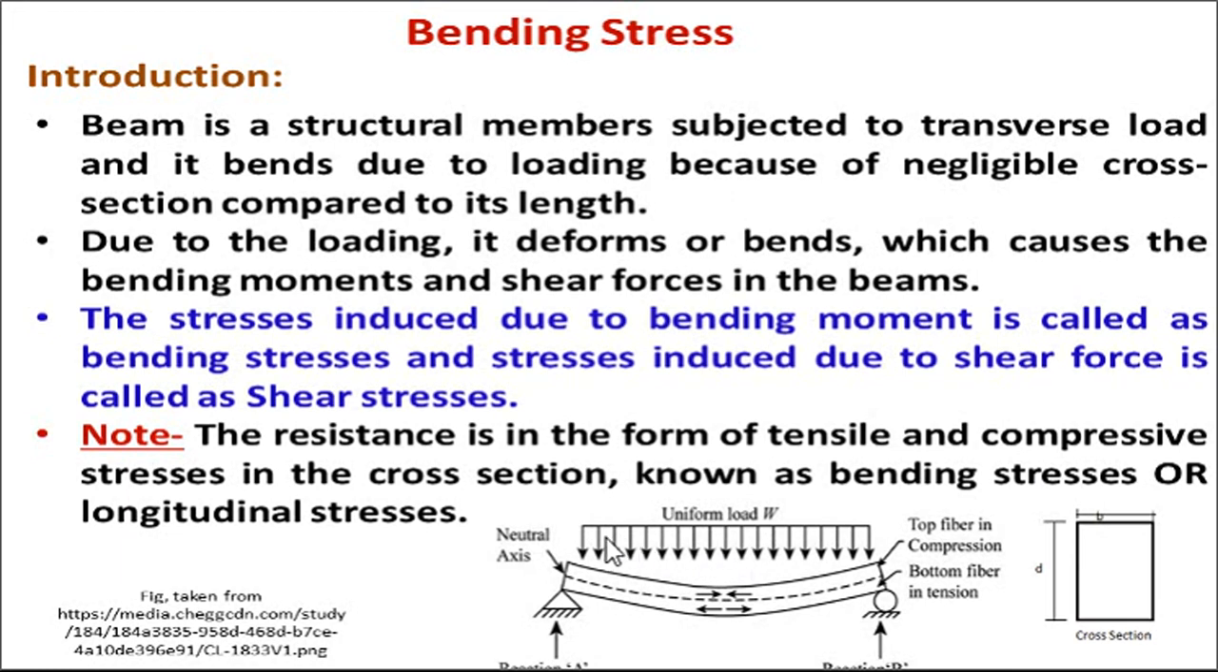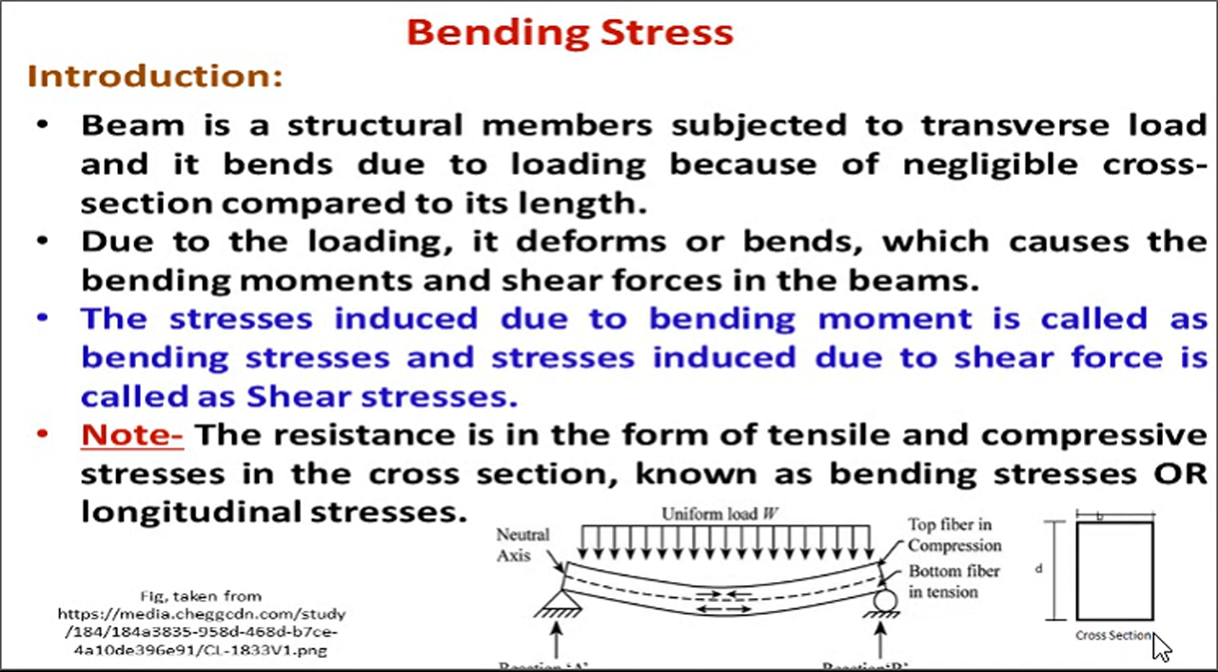If a slab load is there, slab load is always uniform. The thickness of the slab is uniform, so it acts like this. Sometimes only a point load may be acting on the beam, sometimes a UVL may be acting on the beam. After the loading, this particular beam bends like this, and that is called bending.